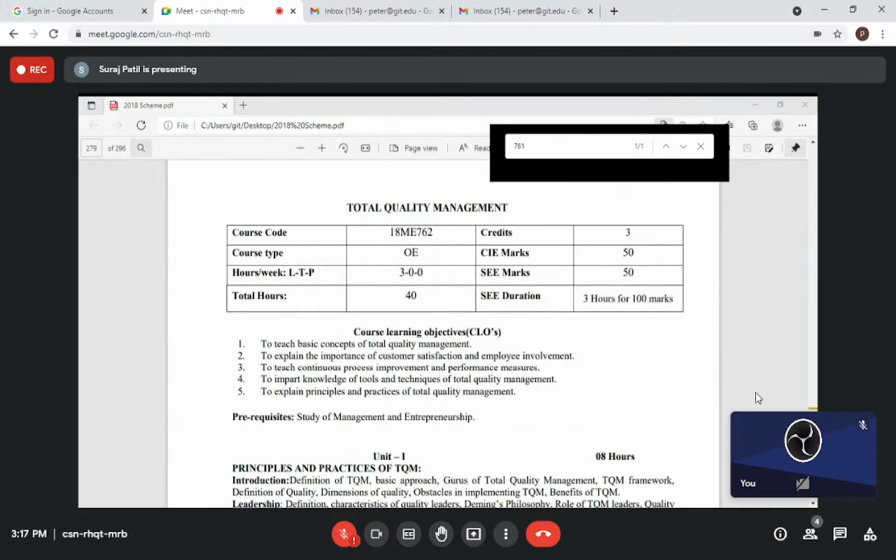Good afternoon, students. This subject is about total quality management. The course learning objectives, you can see, are the basics of total quality management and the importance of customer satisfaction. Of course, everywhere customer satisfaction is required. You have all seen the Google reviews with a star rating. That is how the customer is satisfied, and he can directly give a star rating for any company he requires.